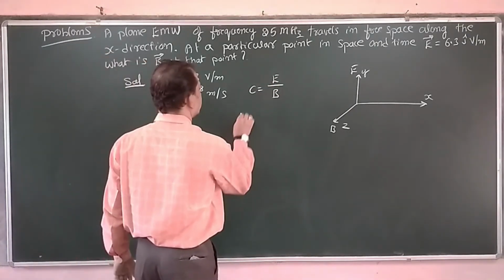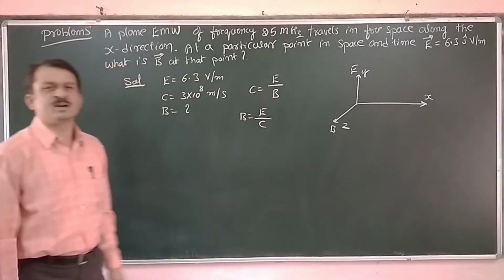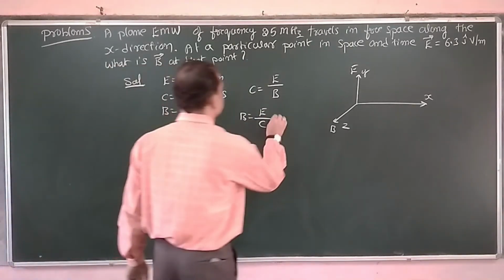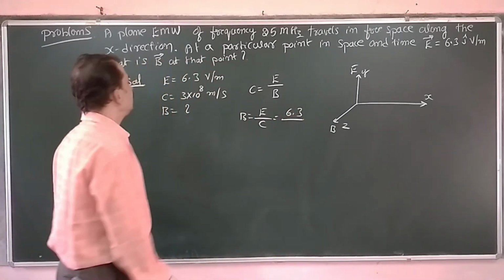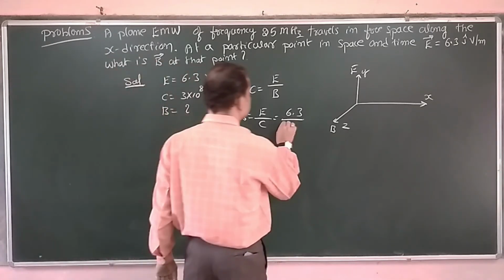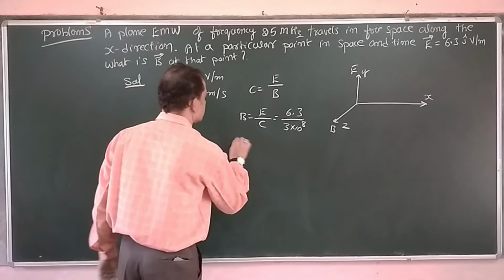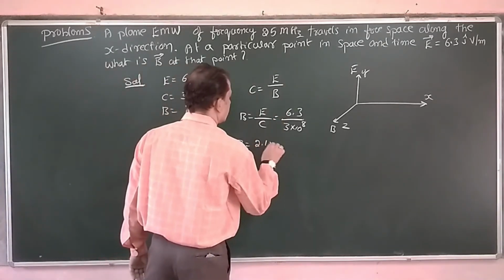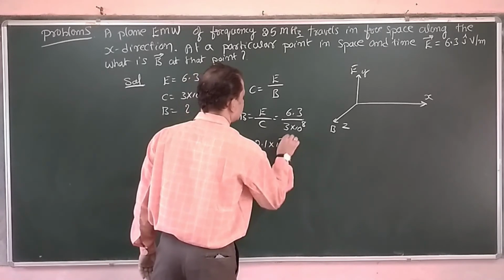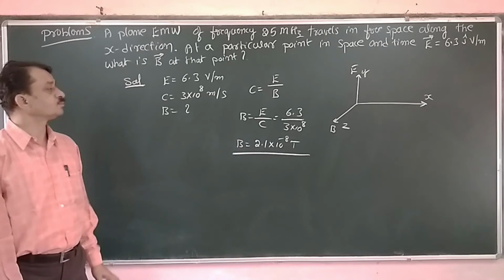So since we need the magnetic field, it is equal to the electric field divided by the speed. The electric field is given as 6.3, divided by the speed, 3 into 10 to the power of 8. If you simplify, we will get 2.1 into 10 to the power of minus 8 Tesla. That is the magnetic field.